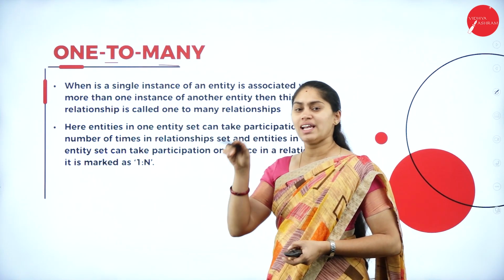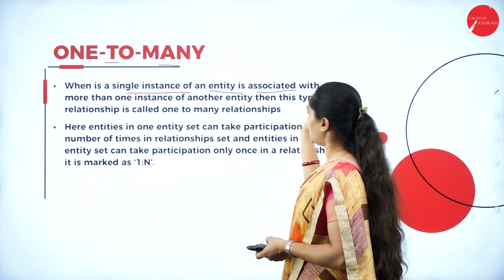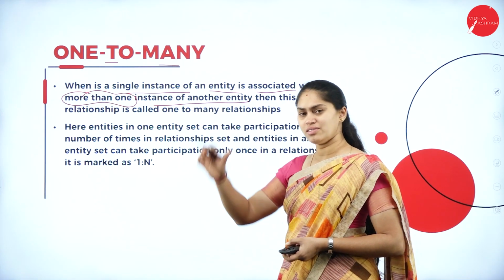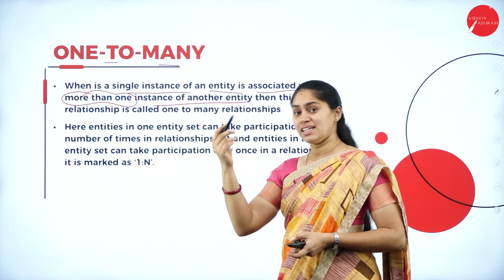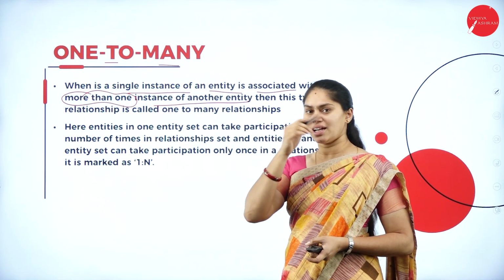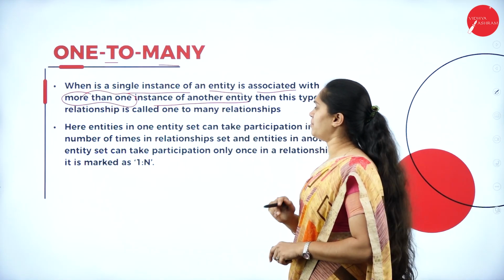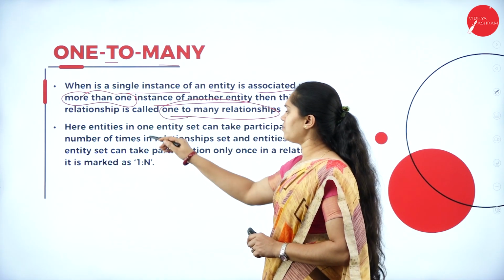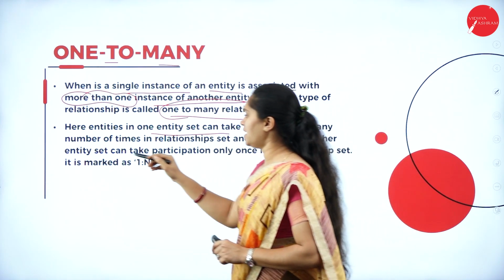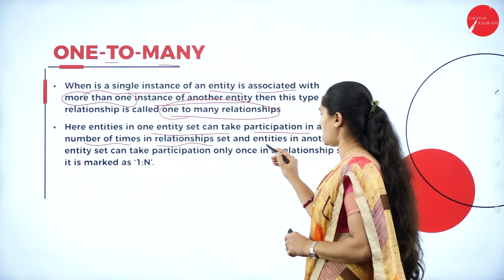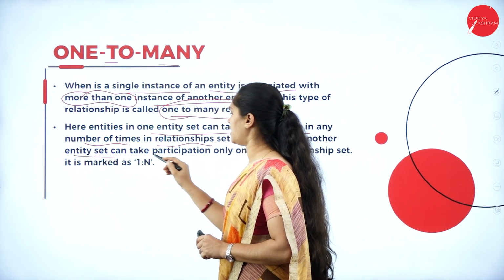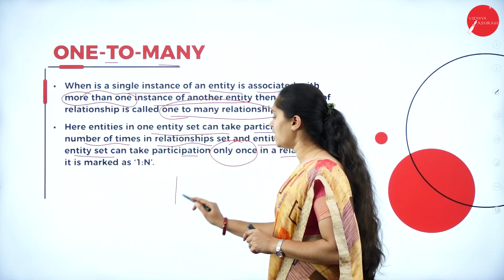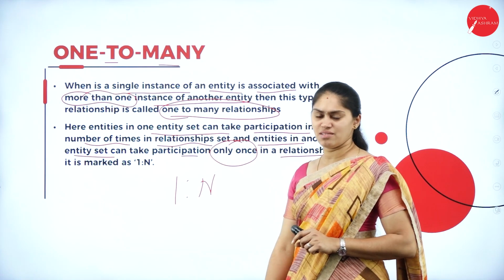As the name indicates, only one instance of an entity is associated with more than one instance of another entity. So from this side I have only one entity that participates with more than one entity in set B. Then we call that a one-to-many relationship. One entity set can participate any number of times in the relationship, and entities in the other set can participate only once in a relationship set. Then how do we define it? One to many. Many is specified by n here.